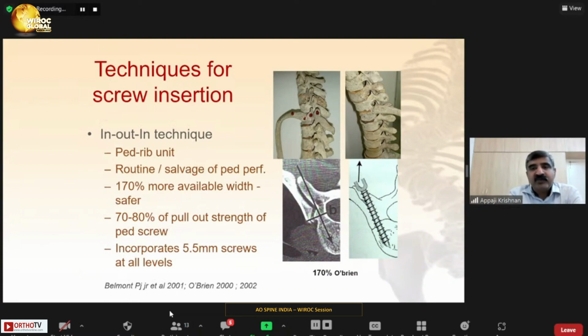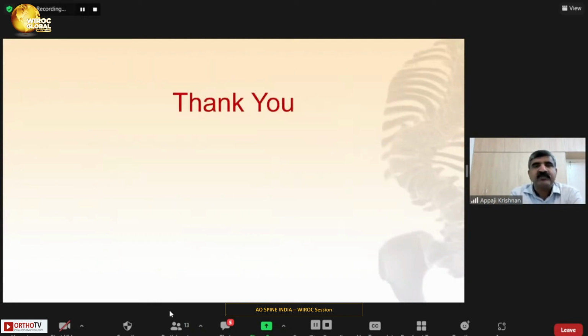The other commonly used technique is the in-out-in technique, where we use the pedicle and the rib as a single unit. So the screw goes into the transverse process, enters the lateral wall of the pedicle. It goes in between the rib and the pedicle as seen here. And then there is a wider distance of the pedicle. If the pedicle is quite narrow, you have a wider width available now. So you can, and the screw actually has around 80% of the pull-out strength of a pedicle screw. So you can easily put in a 5.5, sometimes even a 6.5 screw.